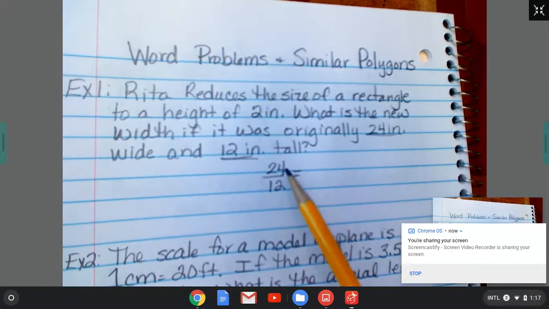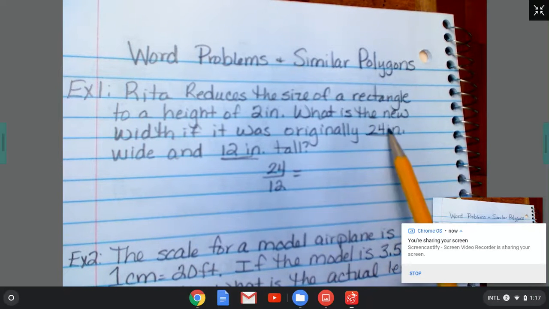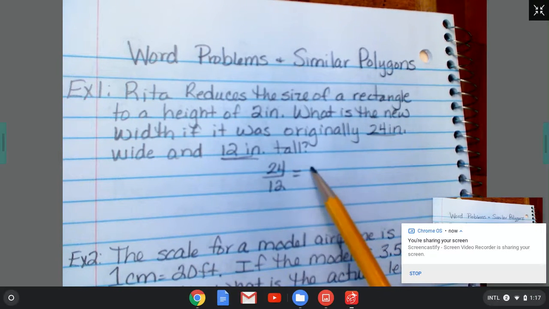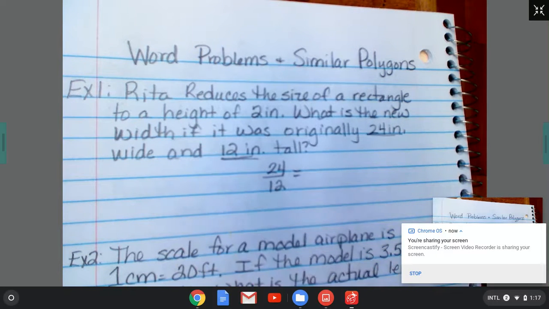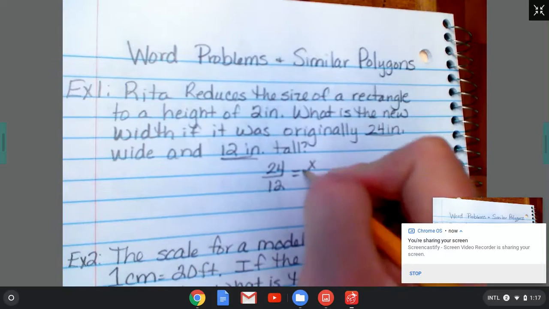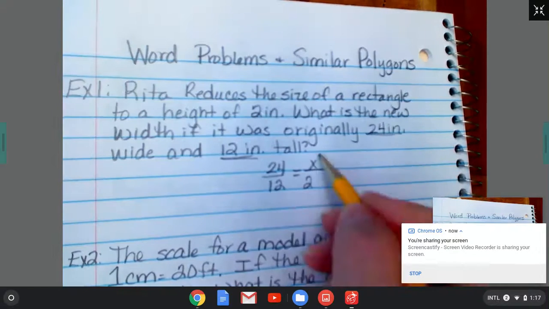Okay, so notice I put the width on top and the height on the bottom. So that's important because over here I need to do the same thing. It says, what is the new width? So that's what I'm looking for. I'm going to put x on top. And then the height is 2. Okay, now we'll cross multiply.